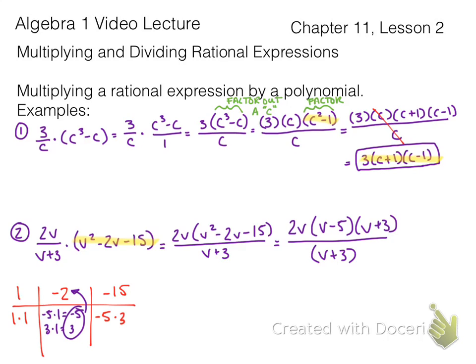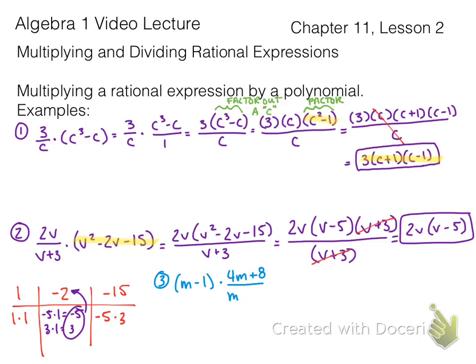So again, if you have the exact same thing on the top and the bottom, you can cancel it out. In this case, v plus 3 is on both the top and the bottom, which means they cancel out, leaving you a final answer of 2v times v minus 5. There we go. All right, third example for this particular slide would be m minus 1 times 4m plus 8 over m squared minus 1. Don't forget to factor completely.